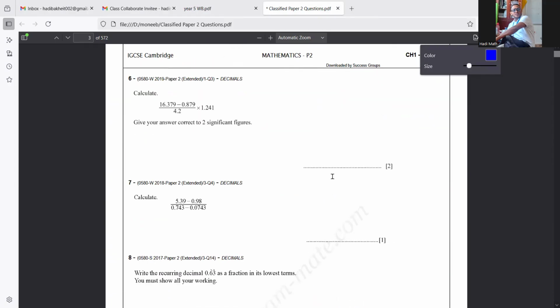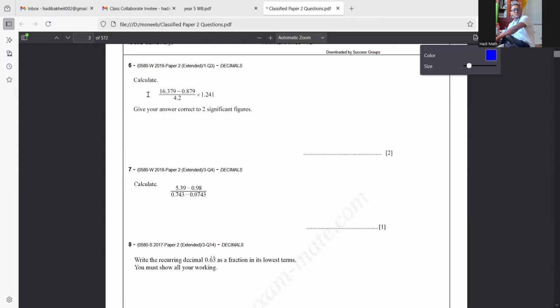Let's go to the question after. They say calculate, give your answers corrected to 2 significant figures. Asked you calculate, this one you use a scientific calculator. Okay, write all these numbers. And if you're using a scientific calculator, you need actually to use the fraction. On the scientific calculator, you write on top 16.379 minus 0.879.